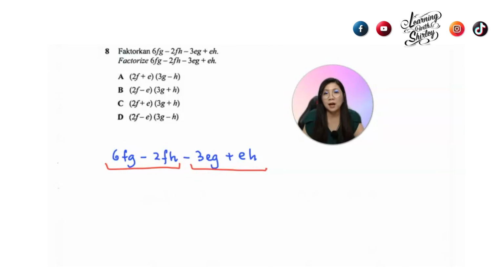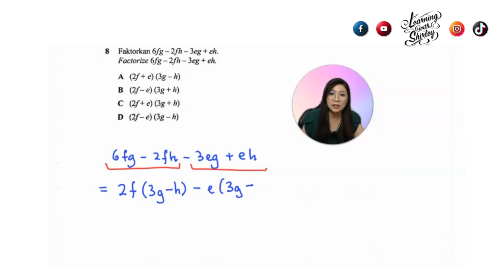We look at the first 2 terms, what are the common factors? The common factors will be 2, 6 and 2, so 2, right? So we take out the 2, and then fg, fh, so we take out the f. Then we factorize. So 6fg, we already took out 2f, so here will be 3 and then g. And then minus, 2f already taken out, so here will be just h. Okay, so now we focus on the third and the fourth term. So we put a minus here. 3eg and eh, we can take out the e. And then we factorize it. So we get 3g plus, minus, because minus minus plus, right? So minus h.